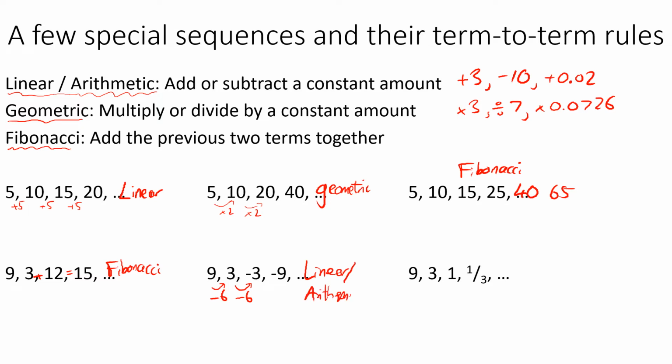And I suppose by process of elimination, the last one must be geometric, but is it? Well, 9 to 3, 3 to 1, yeah, we're dividing by 3. So this is a geometric sequence. So those are the 3 types that you could be asked to identify this week. We're going to focus, though, on linear sequences, as there's a lot more interesting things we can do with them.